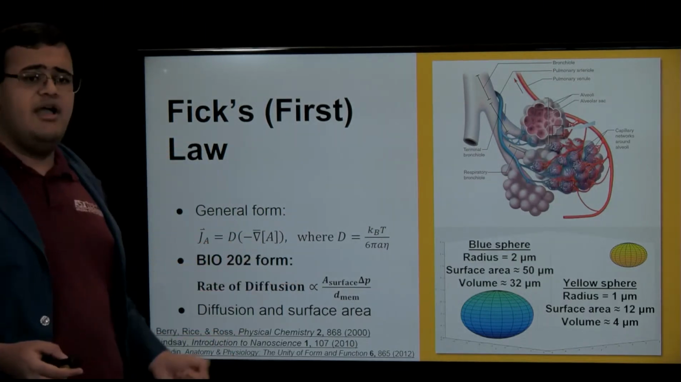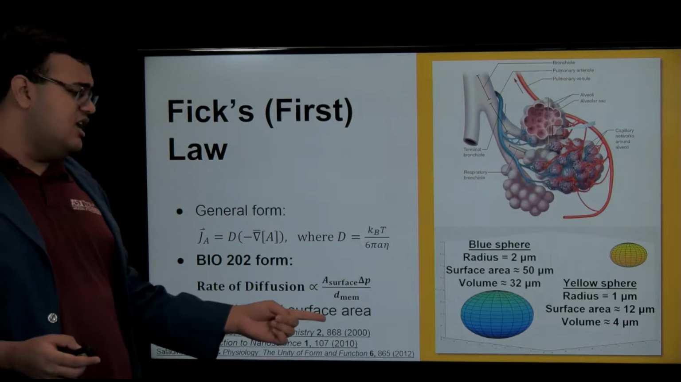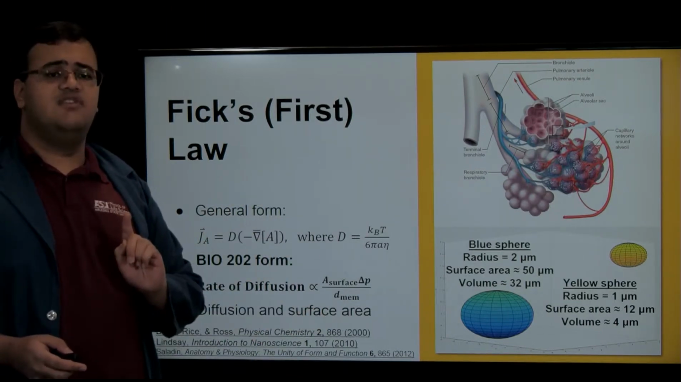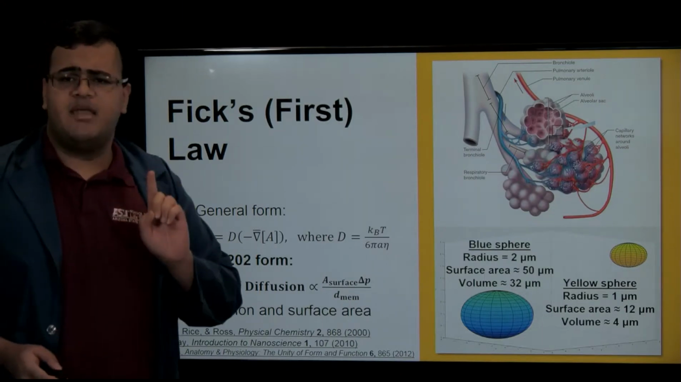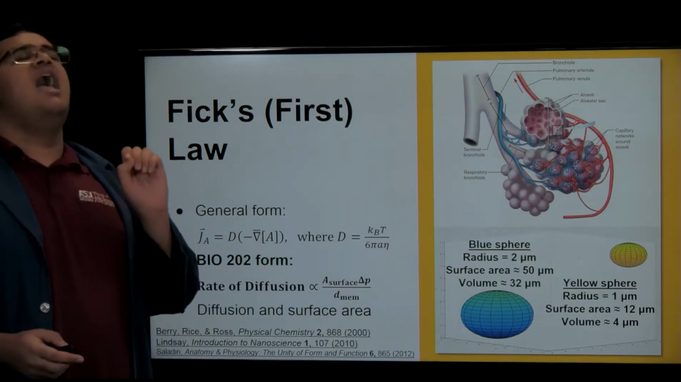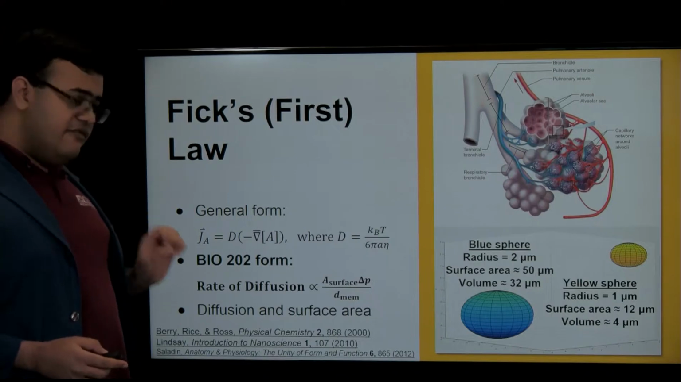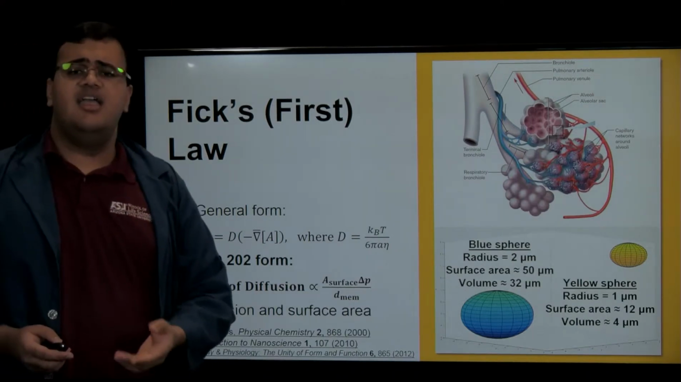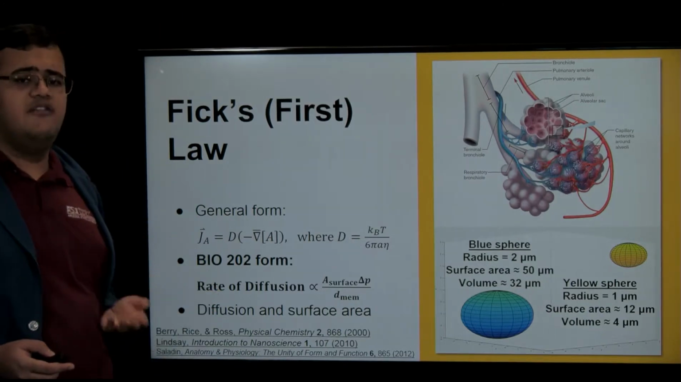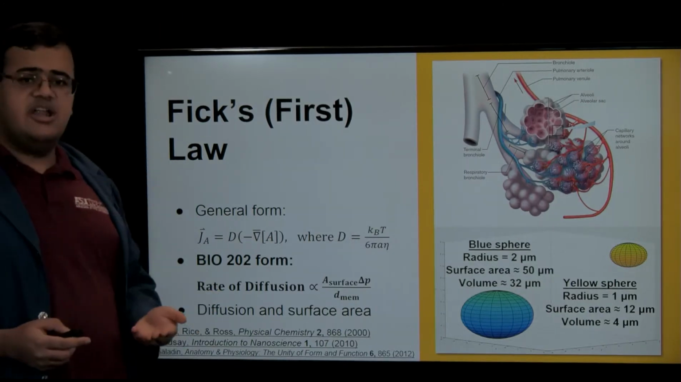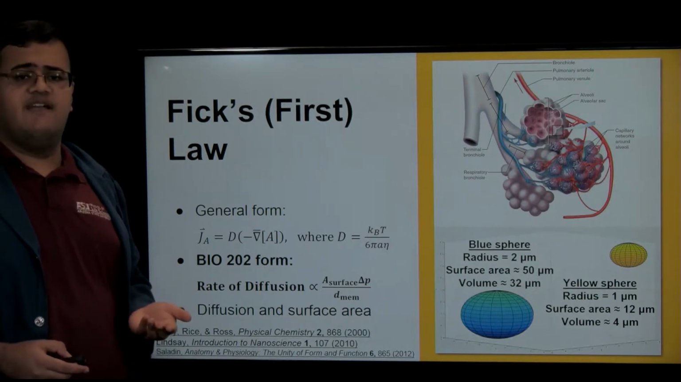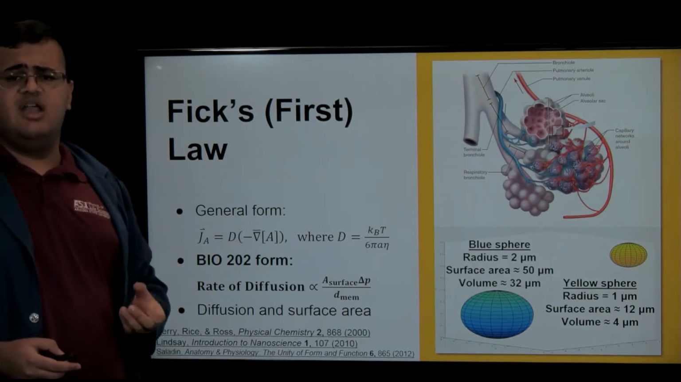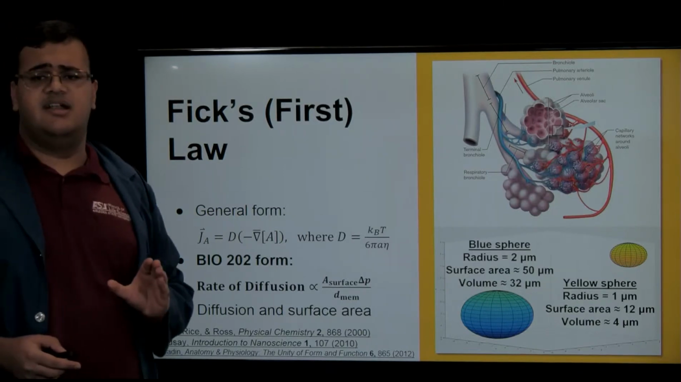What we want you to know for Bio 202 is just the rate of diffusion is directly proportional to both the surface area of what it's diffusing through, the pressure gradient, and it's inversely proportional to the membrane thickness. So that means if surface area is increased, then diffusion will occur faster. If a pressure gradient is increased, then diffusion will occur faster. But if the membrane thickness is increased, then diffusion will occur slower. And I really want to emphasize surface area here.